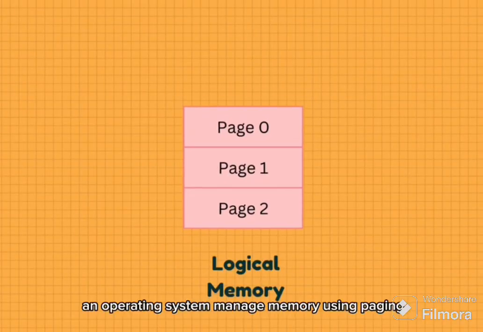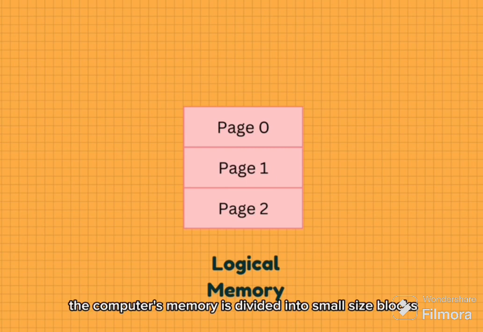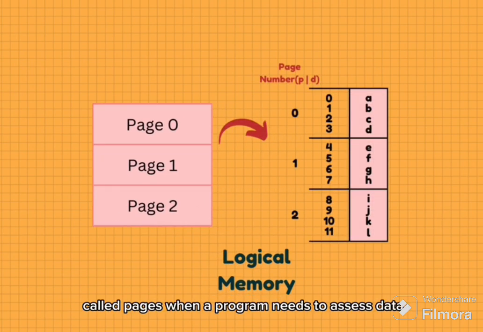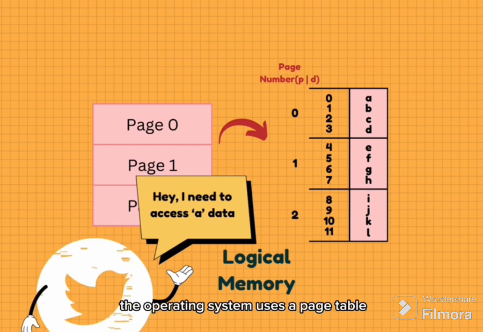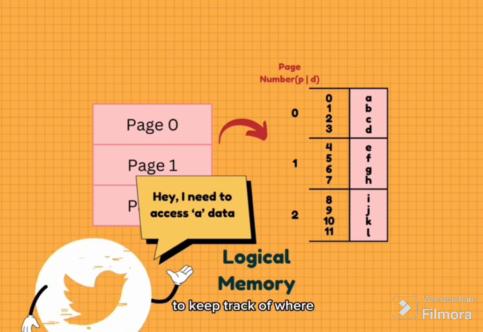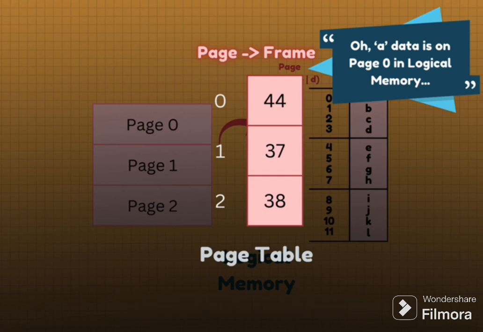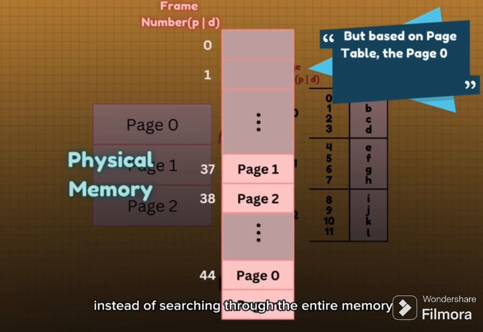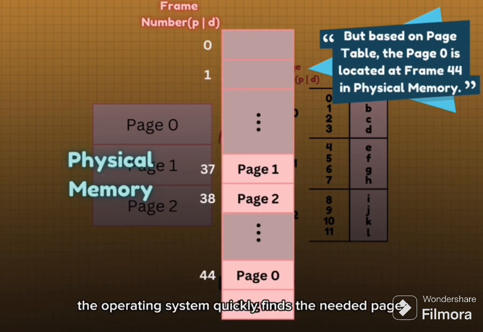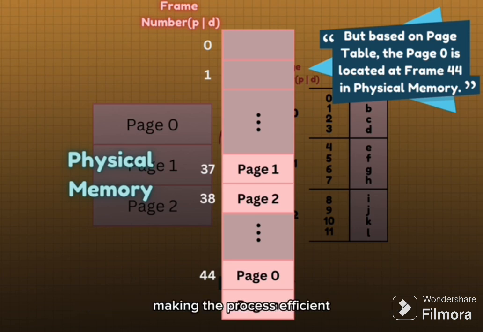In the same way an operating system manages memory using paging, the computer's memory is divided into small, fixed-size blocks called pages. When a program needs to access data, the operating system uses a page table to keep track of where each piece of data is stored in memory. Instead of searching through the entire memory, the operating system quickly finds the needed pages and retrieves the data from the physical memory, making the process efficient.